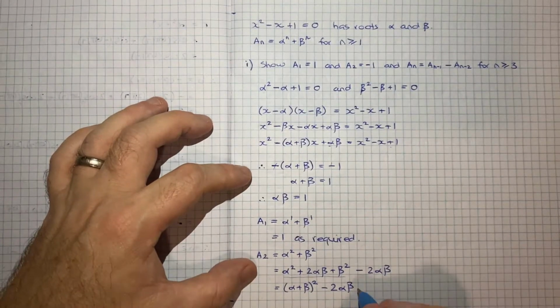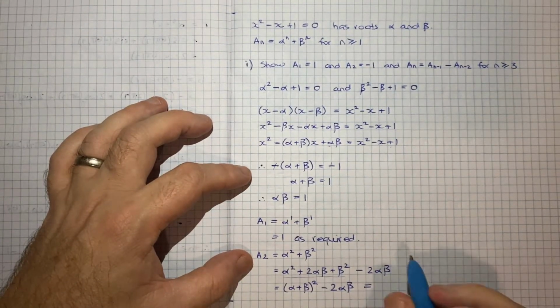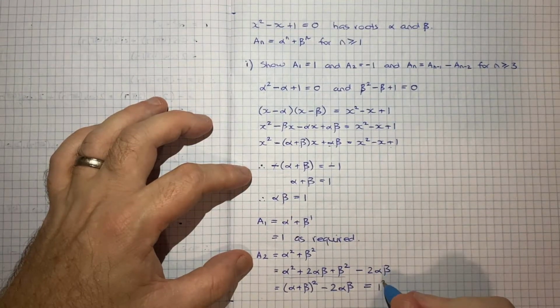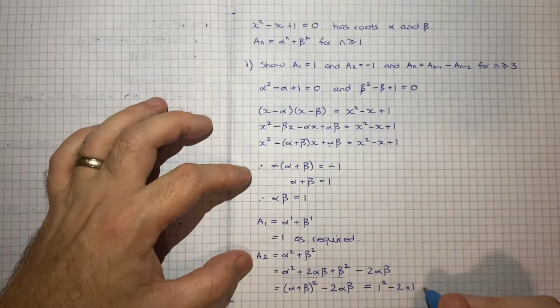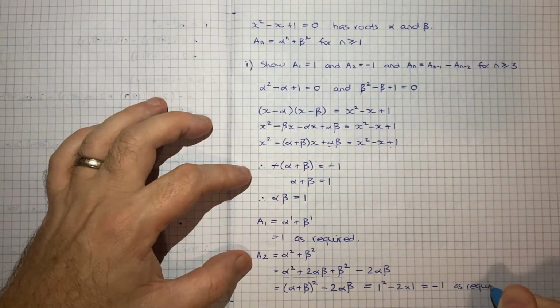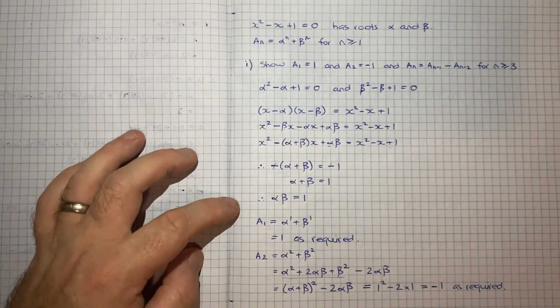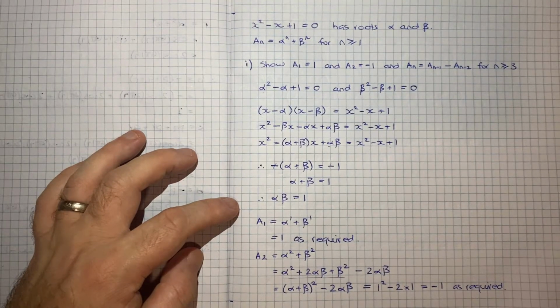I might just write this over here so I don't run out of space. So that's going to be equal to 1 squared minus 2 times 1. 1 minus 2 is equal to negative 1 as required. Boom! Alright, so that's A1 and A2 done. I'll definitely have to turn over at this point to do AN.